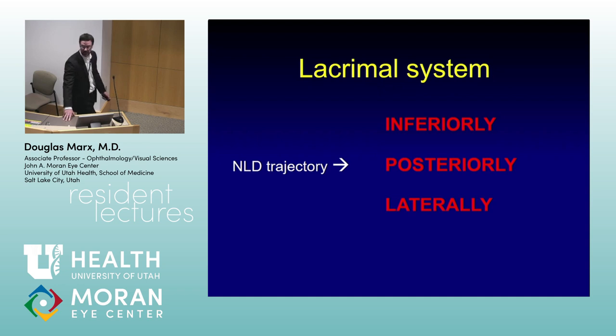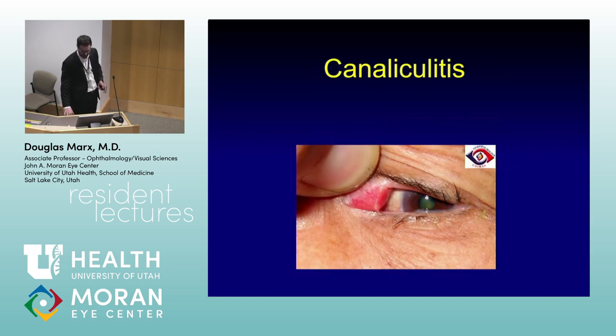What bones are you removing when you do it in a DCR? Lacrimal. The anterior lacrimal crest and the posterior lacrimal crest, essentially, right? So what makes up the anterior lacrimal crest? Lacrimal. And what makes up the posterior lacrimal crest? Lacrimal bone, right? Those are important.